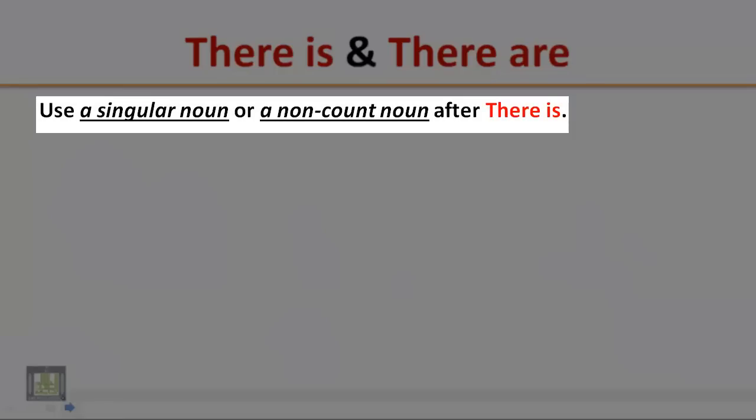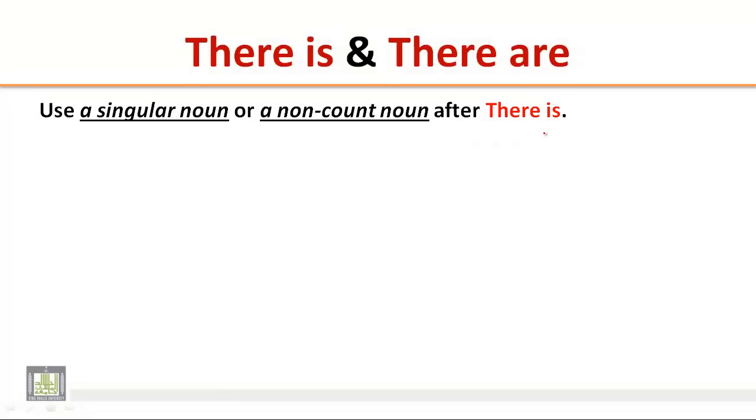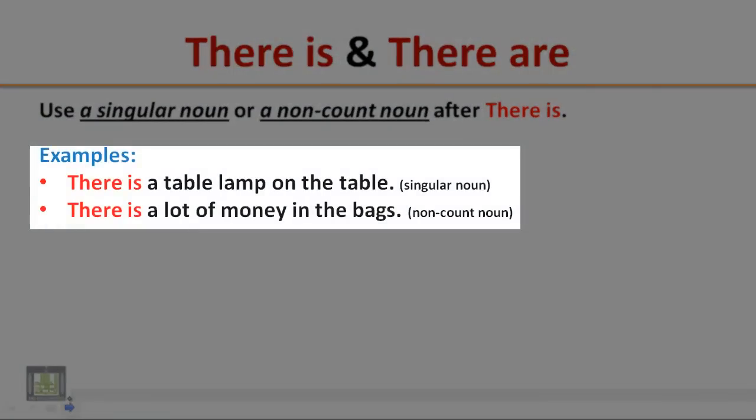Use a singular noun or a non-count noun after there is. Examples. There is a table lamp on the table. The word a table lamp is singular. There is a lot of money in the bags. The word money is a non-count noun.